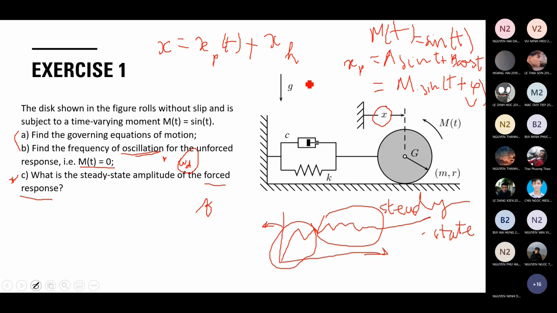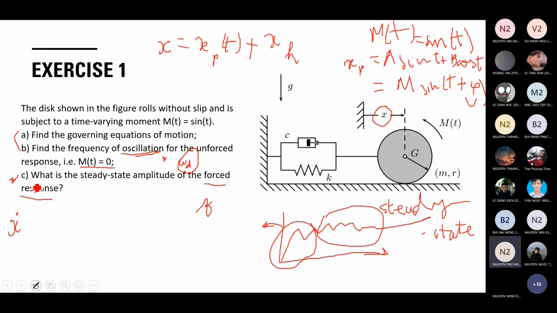Okay, so how can you calculate A and B? I will find x dot and x double dot and substitute them in. Okay, please calculate for me.